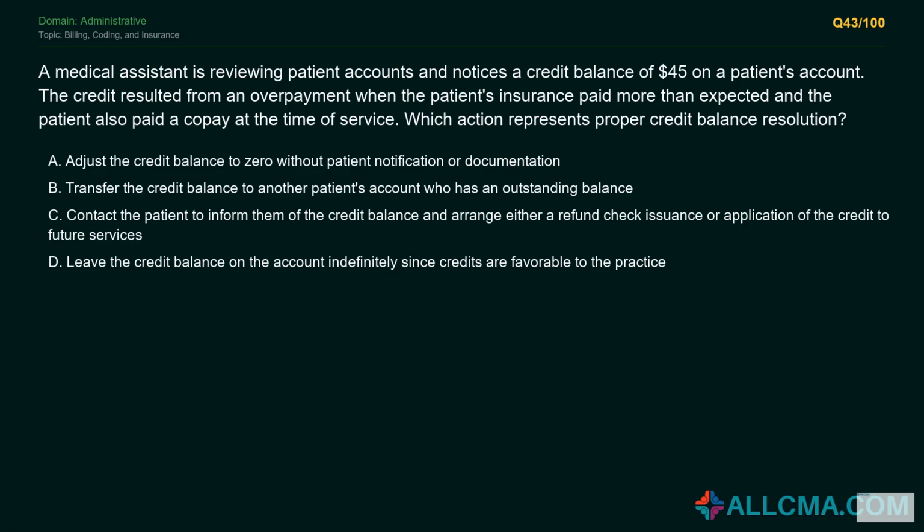Option A, adjust the credit balance to zero without patient notification or documentation. Option B. Transfer the credit balance to another patient's account who has an outstanding balance. Option C. Contact the patient to inform them of the credit balance and arrange either a refund check issuance or application of the credit to future services. Option D. Leave the credit balance on the account indefinitely since credits are favorable to the practice.